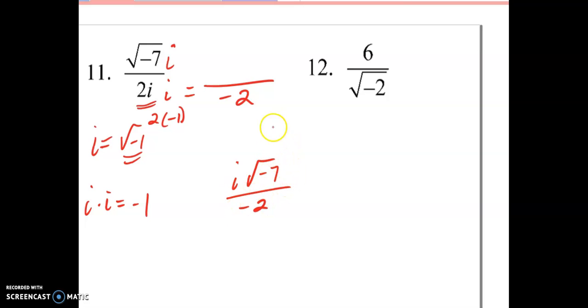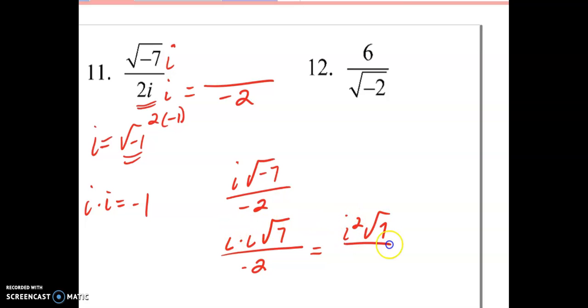But I can't leave a negative in a radical. So it would become i times i root 7 over -2. It would become i squared root 7 over -2, which becomes -1 root 7 over -2, which becomes root 7 over 2 because they will cancel each other out.